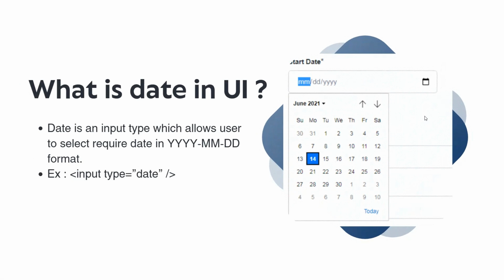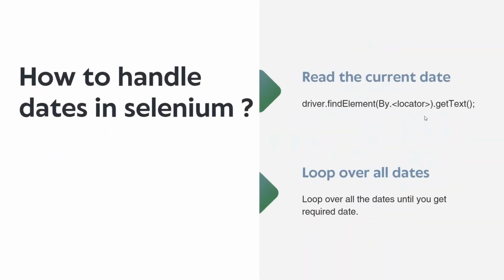Now, how do you handle dates in Selenium as an automation test engineer? Well, you need not worry about it. Let me help you. There are only 2 steps involved in this process. First, find the proper locators, and iterate to get the required date that you want.